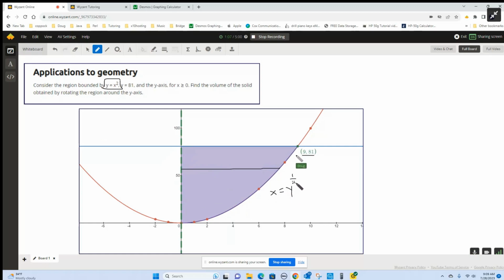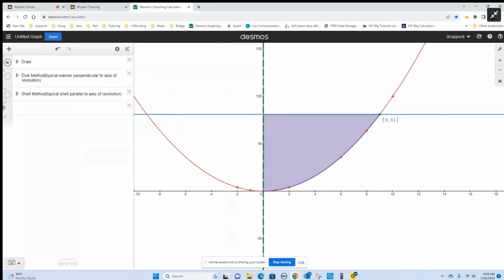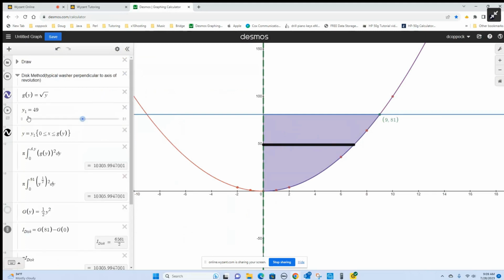Okay. Now I'm going to go to Desmos, and I'm going to enable finding the volume of the solid that's created when this region is revolved about the y-axis. This black line is representing a typical washer. And you can see that as I go from 0 up to 81, the length of that washer gets longer and longer. We're creating infinitely many of those washers.